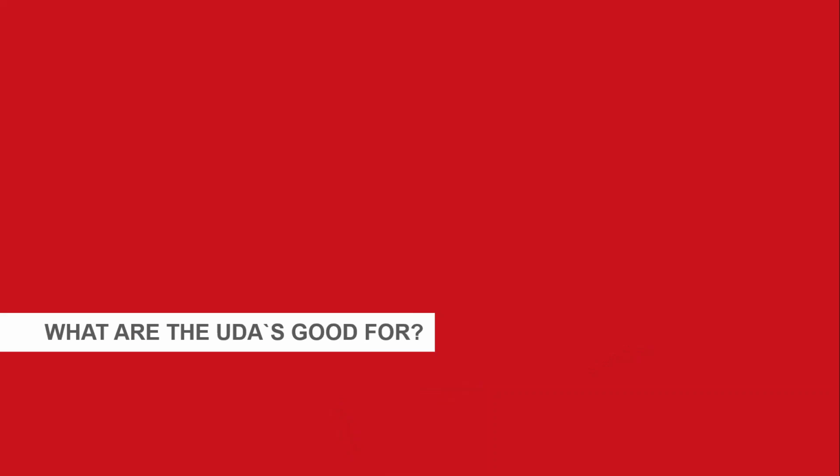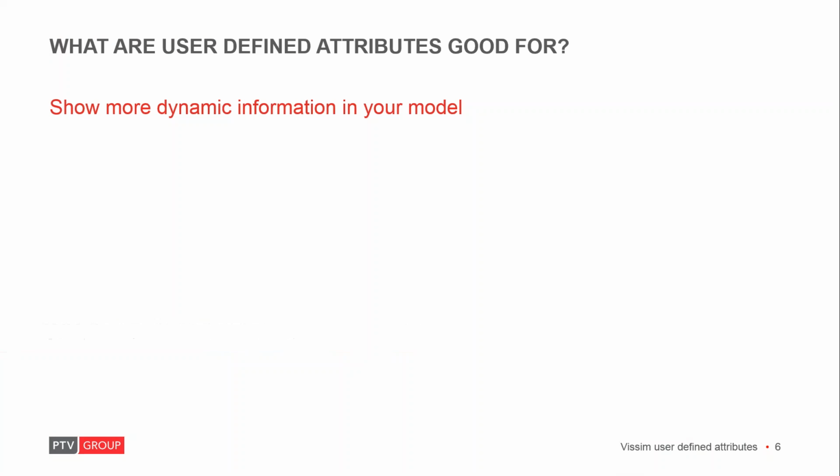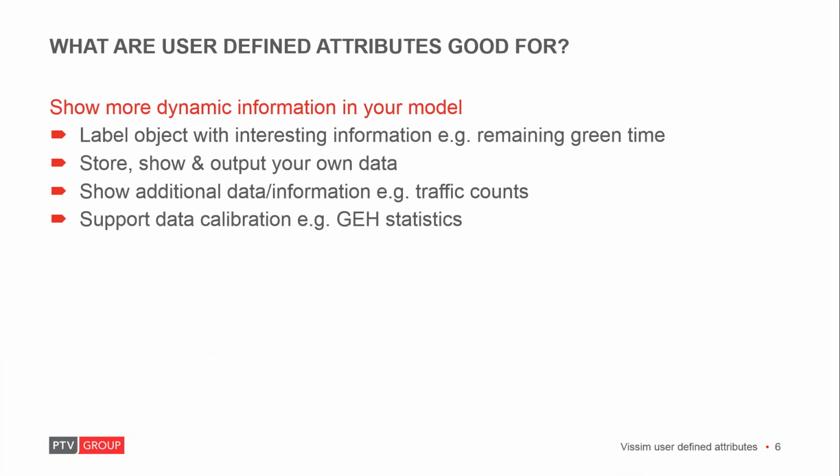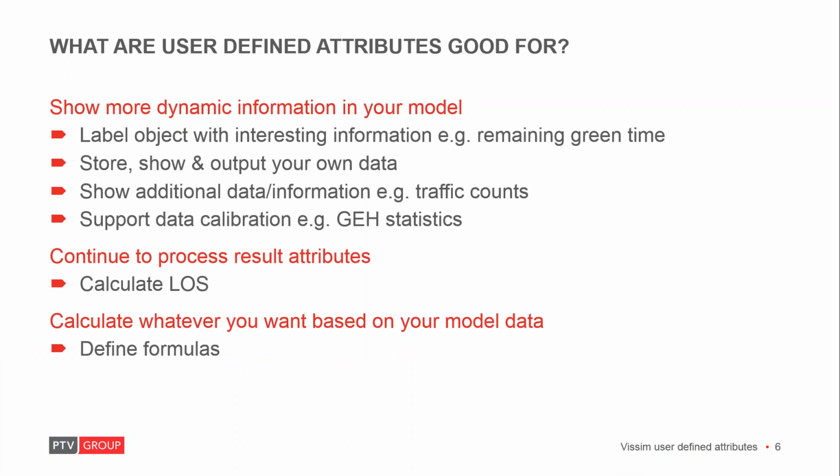What are the user-defined attributes good for? Let's answer this question. You can show more dynamic information in your model and extend your labels. For example, label objects with interesting information like remaining green time. You can store, show, and output your own data. You can show additional data or information, for example, traffic counts, or support data calibration like GAH statistic. You can continue to process result attributes like calculation of level of service. Or just calculate whatever you want based on your model data. For that, you can define your own formulas.